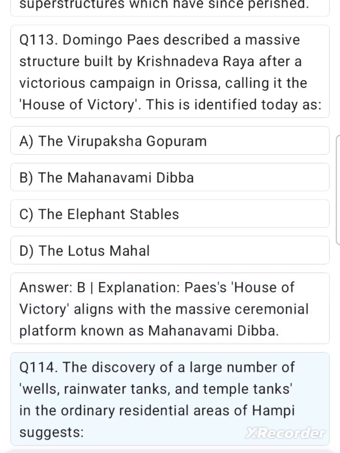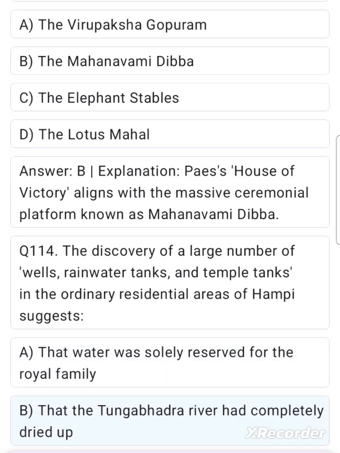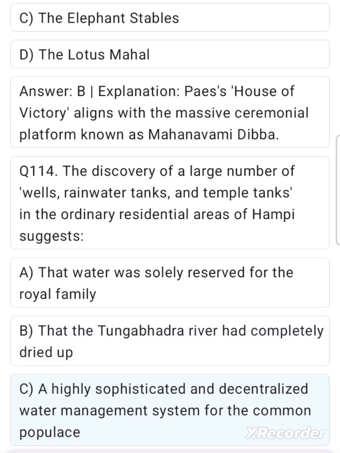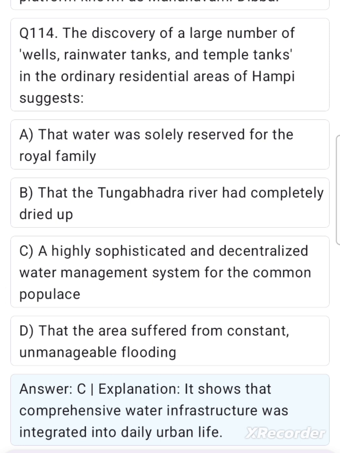Q114. The discovery of a large number of wells, rainwater tanks, and temple tanks in the ordinary residential areas of Hampi suggests A. That water was solely reserved for the royal family. B. That the Tungabhadra river had completely dried up. C. A highly sophisticated and decentralized water management system for the common populace. D. That the area suffered from constant, unmanageable flooding. Answer. C. Explanation. It shows that comprehensive water infrastructure was integrated into daily urban life.